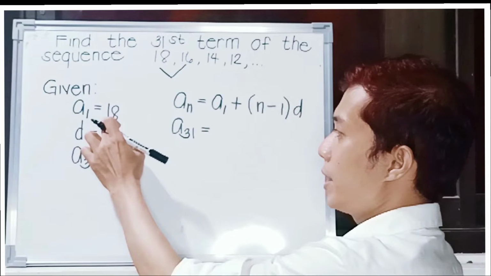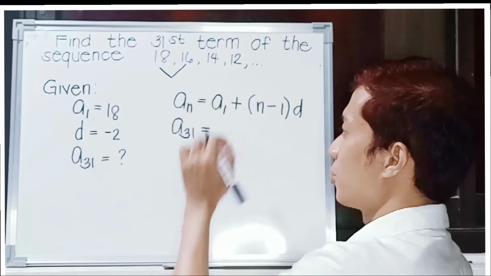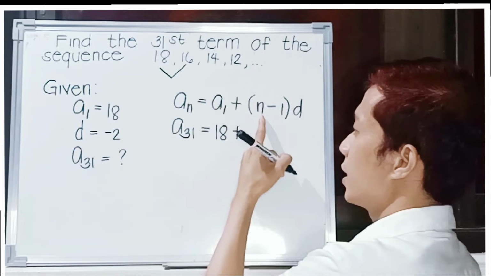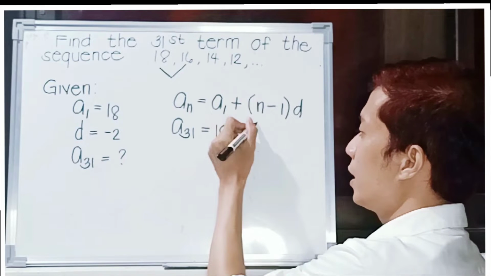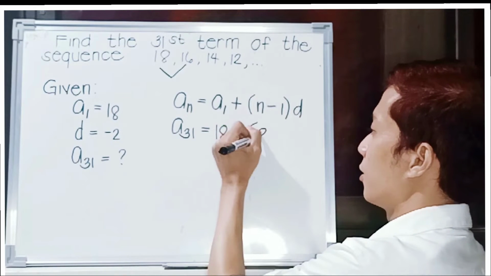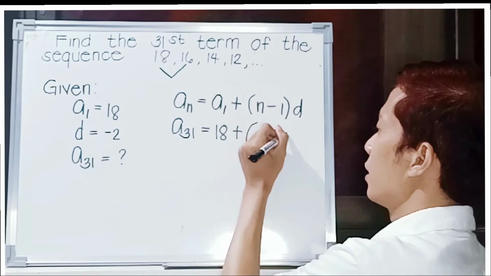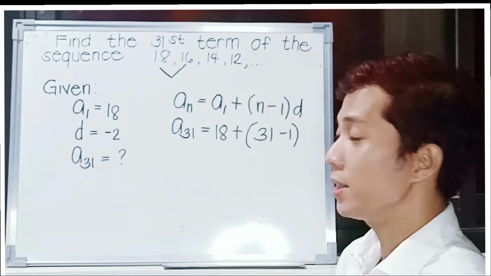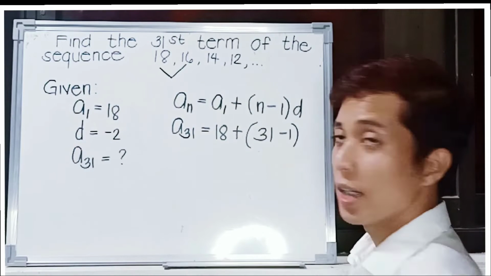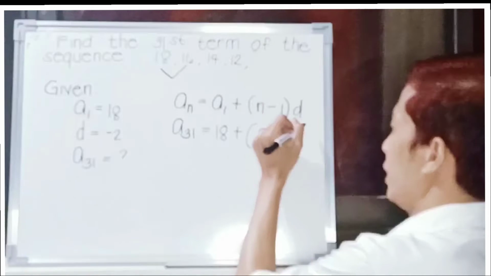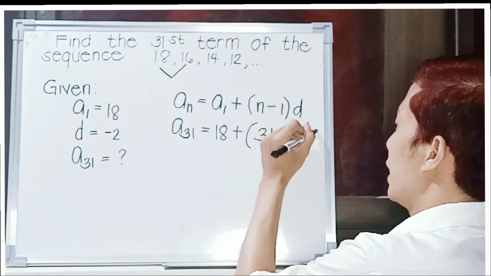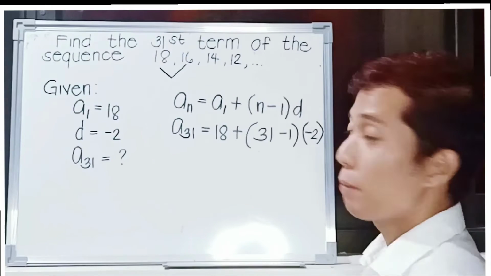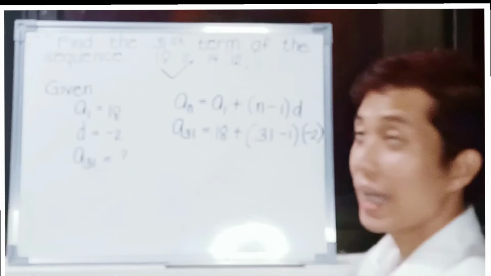A sub 1 based on the given is 18. So substitute. So that's 18 plus, and here will be replaced by 31 also. So 31 minus 1 times our common difference. This time our common difference is negative 2. So let's multiply this by negative 2. Don't forget to place a pair of parentheses for negative 2.